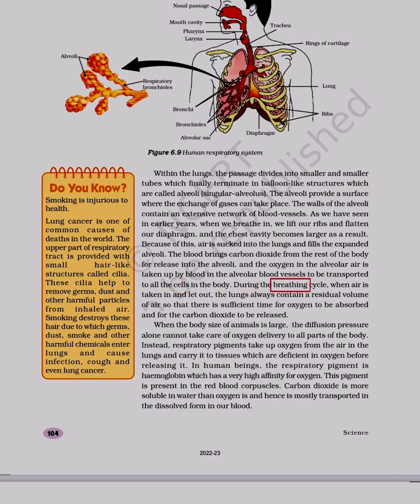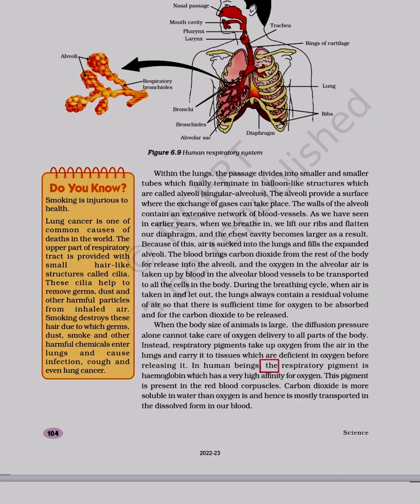in the body. During the breathing cycle, when air is taken in and let out, the lungs always contain a residual volume of air so that there is sufficient time for oxygen to be absorbed and for the carbon dioxide to be released. When the body size of animals is large, the diffusion pressure alone cannot take care of oxygen delivery to all parts of the body. Instead, respiratory pigments take up oxygen from the air in the lungs and carry it to tissues which are deficient in oxygen before releasing it.